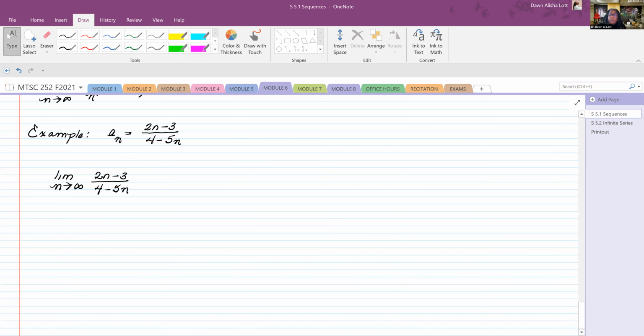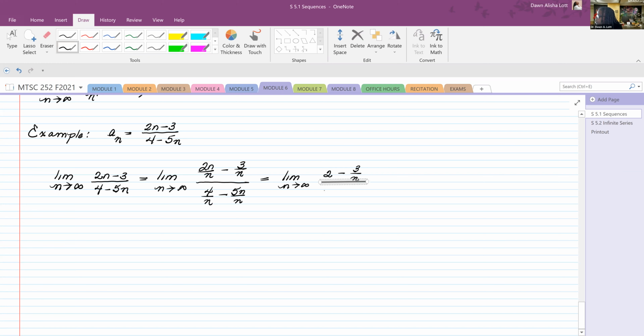Let me show you how to do it. The easiest thing is to divide by the highest power of n. So I get the limit as n approaches infinity, 2n divided by n minus 3 divided by n, all over 4 divided by n minus 5n divided by n. So 2n over n is just 2, minus 3 over n. And then I'm going to get 4 over n minus 5.